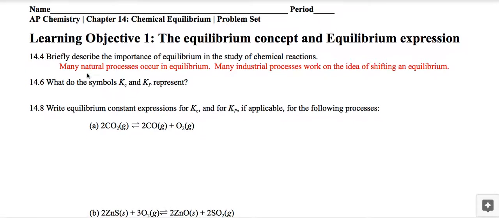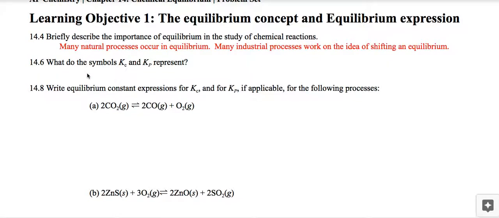All right. So the first one, equilibrium concept. That's just this kind of stuff here related to equilibrium, and then equilibrium expressions and how to do calculations with those. So the first question is why we need equilibrium in the first place, and that's because many natural processes as well as chemical reactions have an equilibrium to them, and so it's important to be able to explain natural phenomena. And then in industry, a lot of industrial processes use the idea of shifting an equilibrium one way or another to get either more products or more reactants.